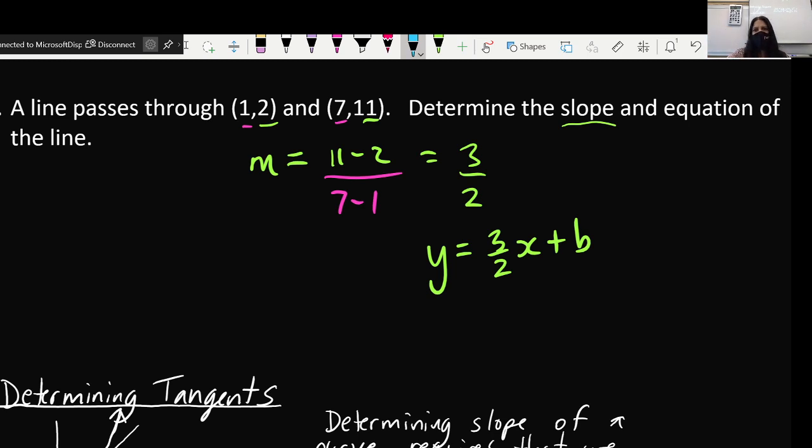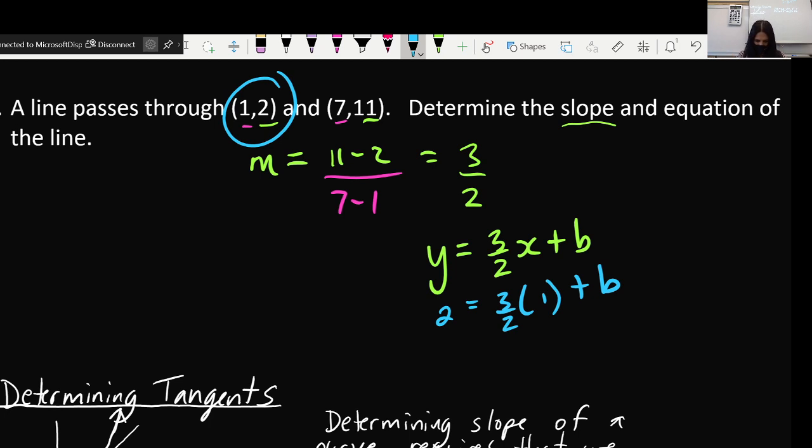We plug in the values. It doesn't matter which one. By looking at it, that's probably going to make our life a little bit easier, right? So always go for the easy route whenever possible. And so we're going to have 2 for our y value equals 3 over 2 times, we're going to plug in the 1 from there for our x value, plus b.